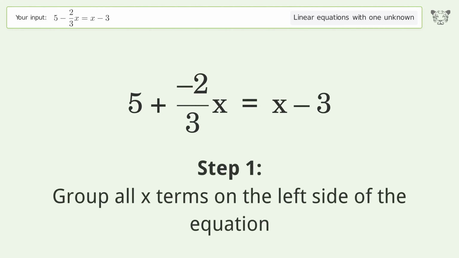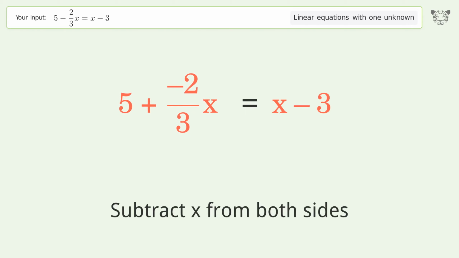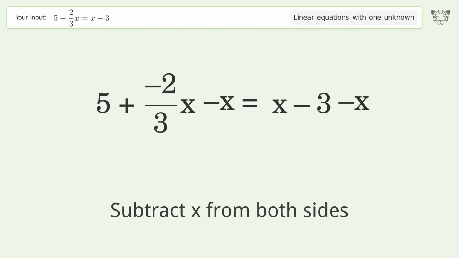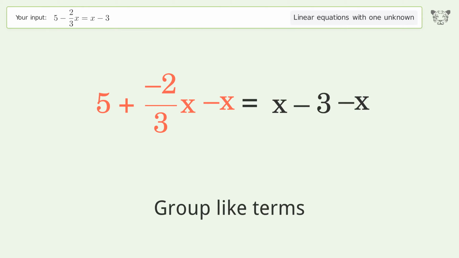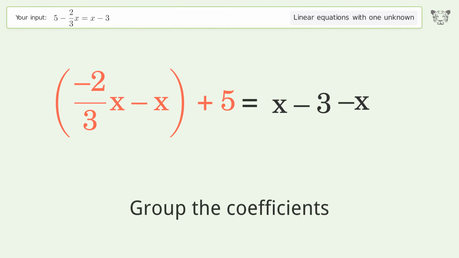Group all x terms on the left side of the equation. Subtract x from both sides. Group like terms. Group the coefficients.